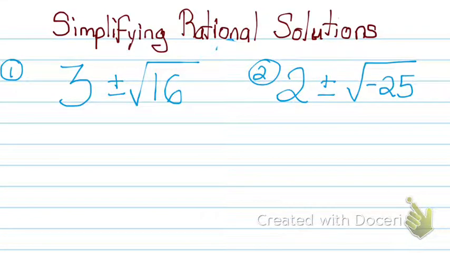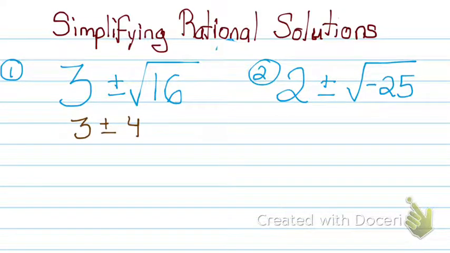Everybody! Now I'm going to teach you guys how to simplify rational solutions. All right, look at number 1. It says 3 plus or minus square root of 16. Well, we know square root of 16 is a perfect square. It equals 4, right? So we're really looking at 3 plus or minus 4.